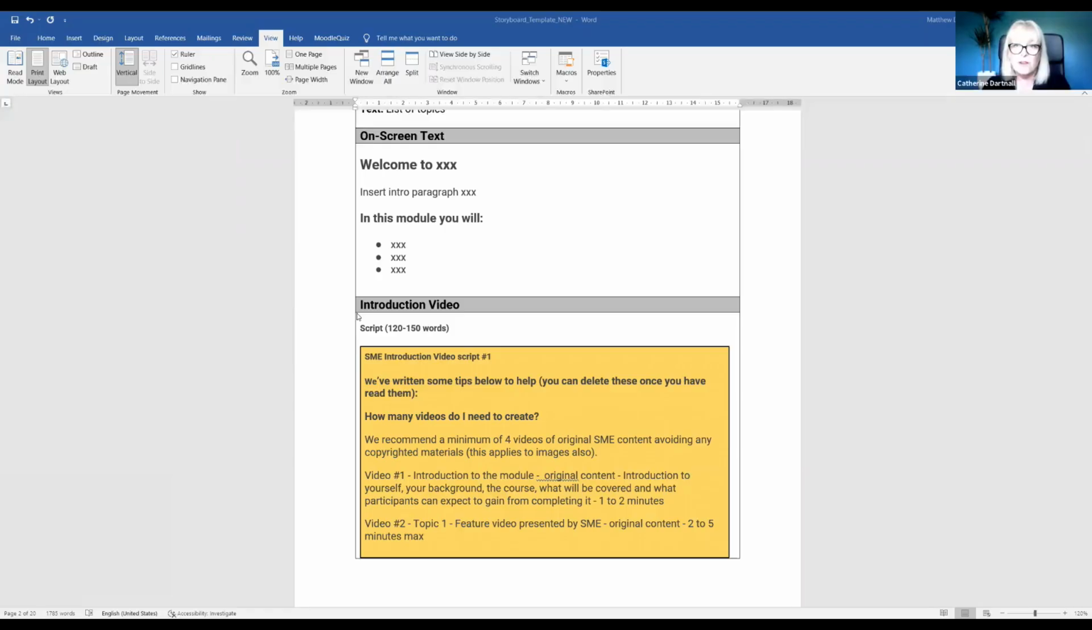The SMEs are very, very time challenged. So if what they provide to us first off has got to be reworked, giving them feedback, them doing the rework, that is going to take some time. And it's quite frustrating for them as well, understandably.